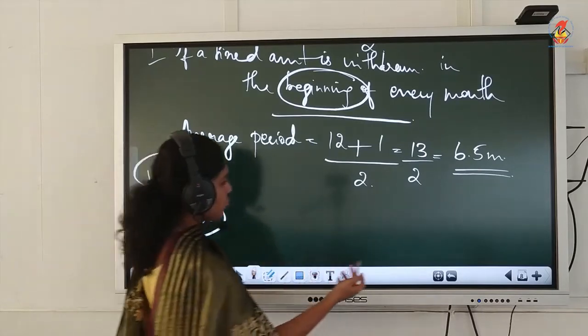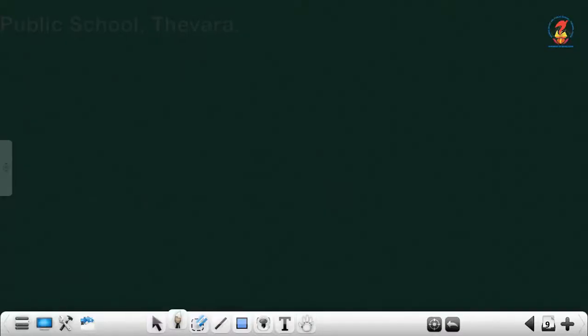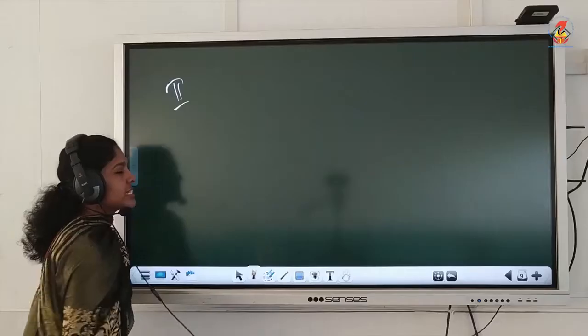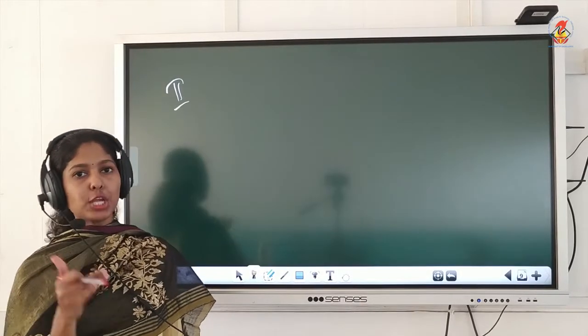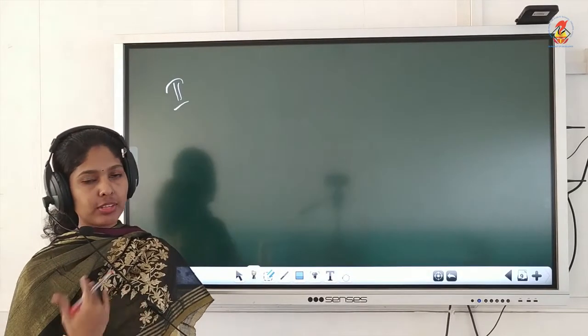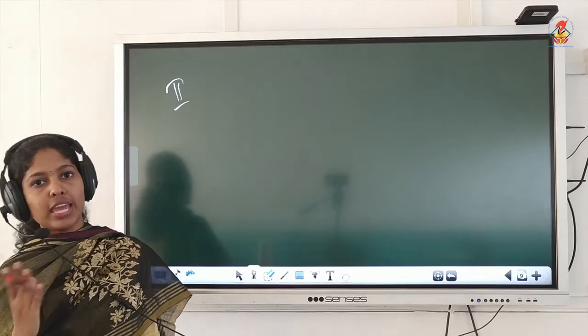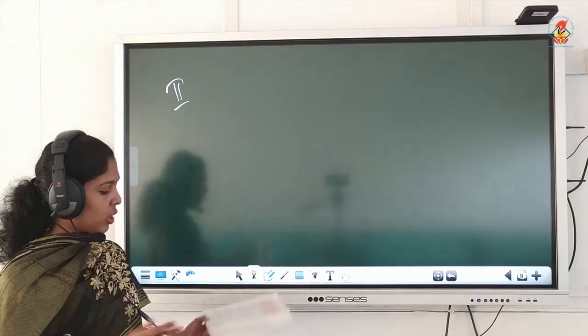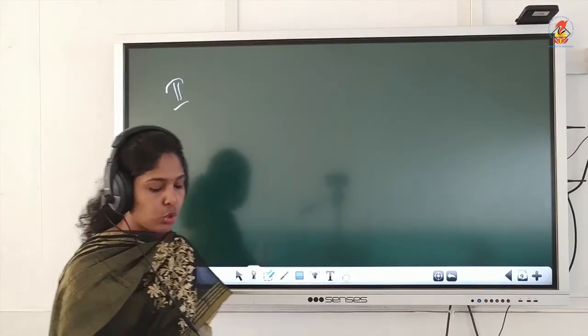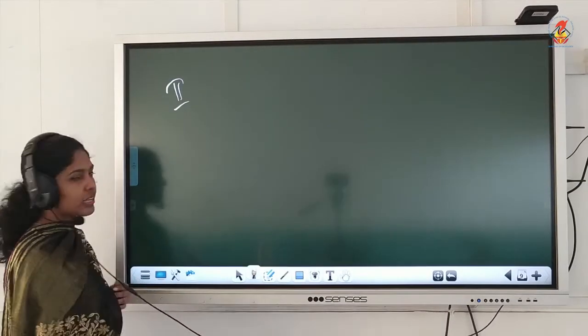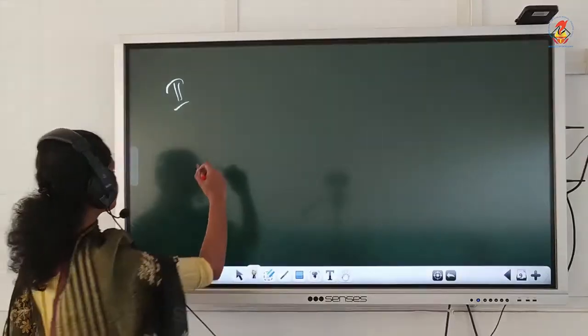Then the next situation here is, you can write it, I'll tell you, if a fixed amount is withdrawn at the end of every month. The same thing, but the withdrawal is happening at the end of every month. Yes, so we'll see how to compute interest on drawings if it is at the end of every month.